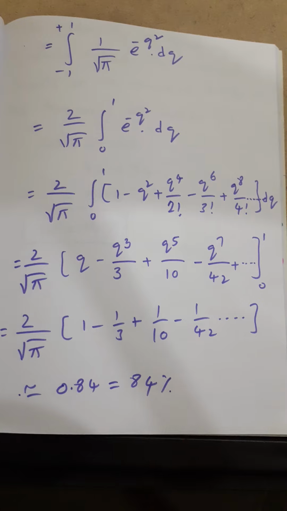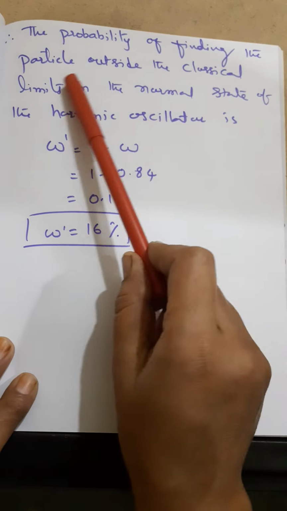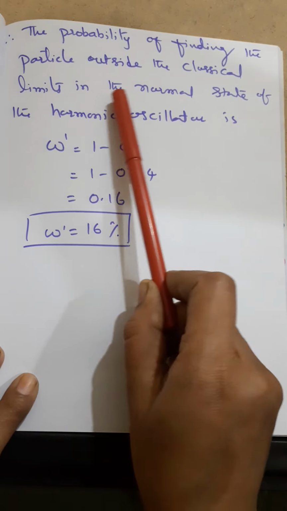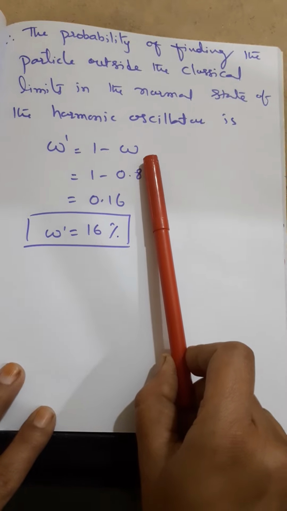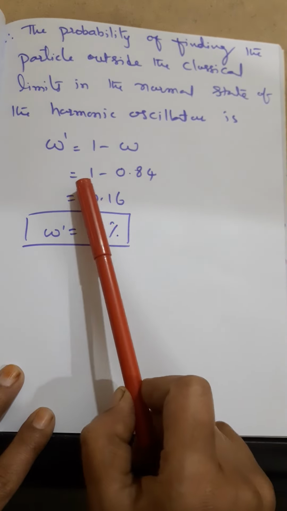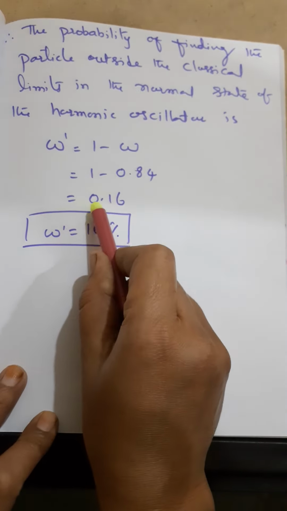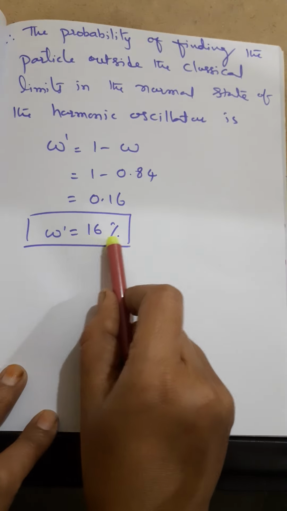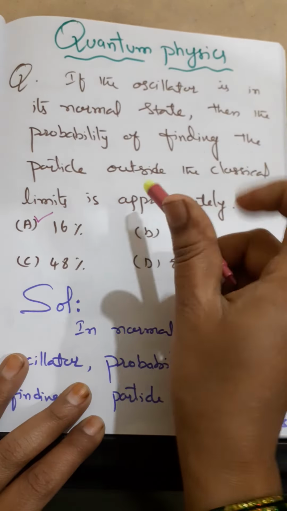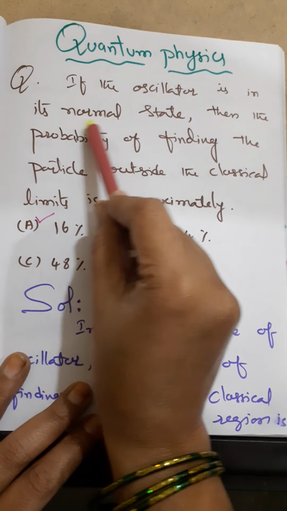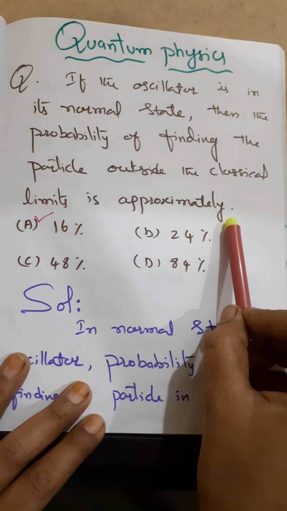Now our aim is to calculate the probability of the particle outside the classical limits. So the probability of finding the particle outside the classical limits in the normal state of the harmonic oscillator can be given as omega dash is equal to 1 minus omega. We got omega as 0.84, so 1 minus 0.84 becomes 0.16. So the value is 16%. It means option A is correct. If the oscillator is in its normal state, then the probability of finding the particle outside the classical limit is approximately equal to 16%.